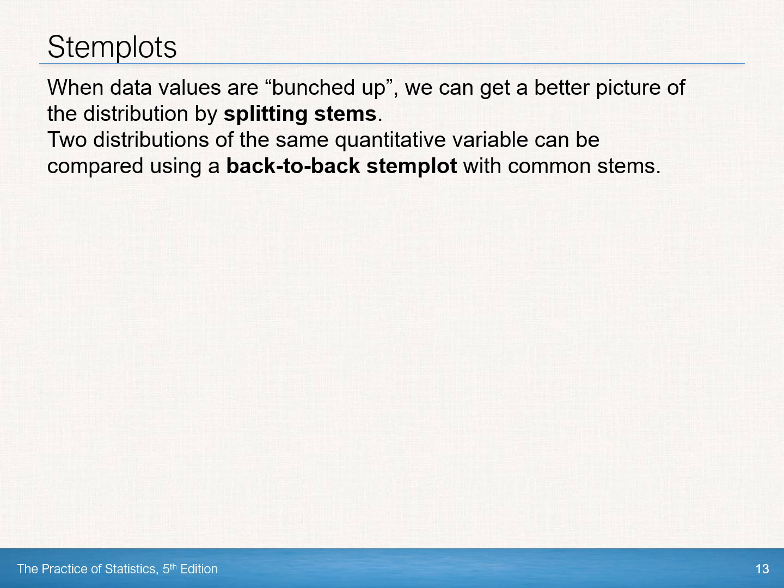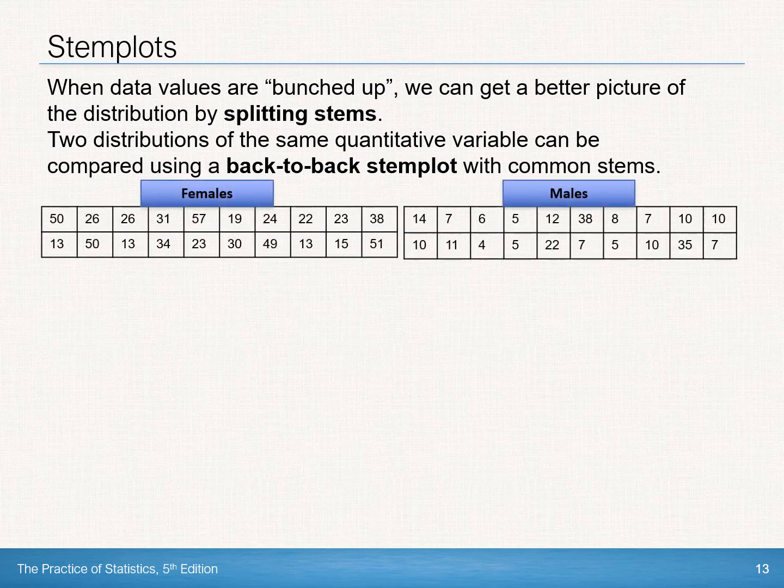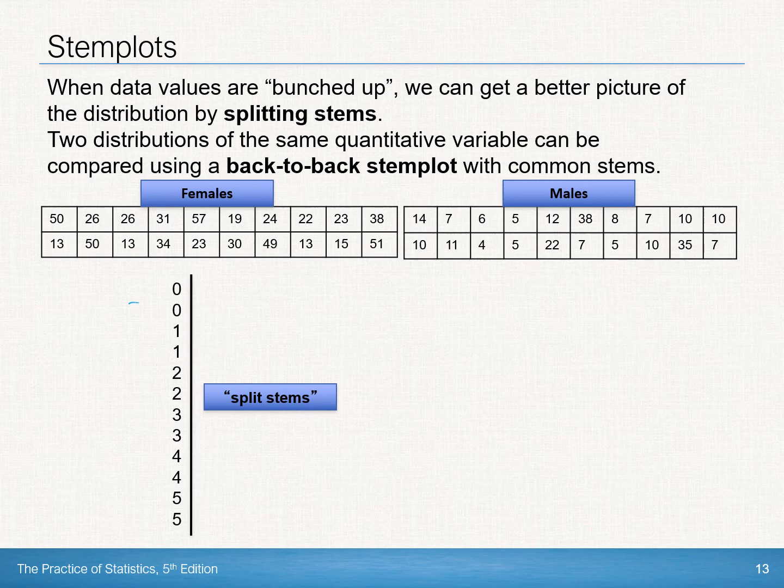Sometimes when the data is all bunched up together, it's helpful to split the stems. So here's what I mean by that. Instead of just having one stem for 0, I've got 2. Instead of just having one stem for 1, I've got 2. This helps spread the data out a little bit.